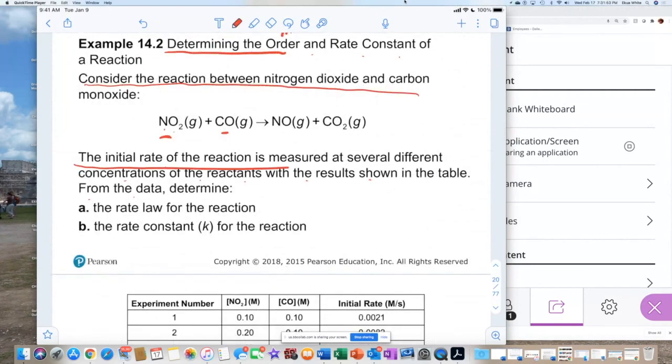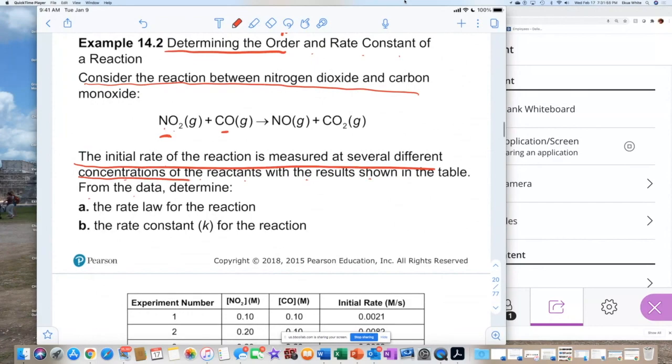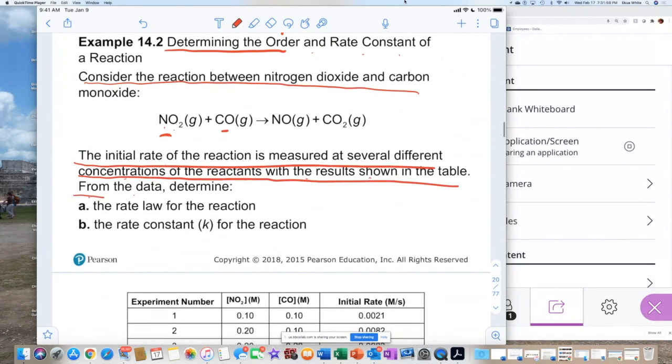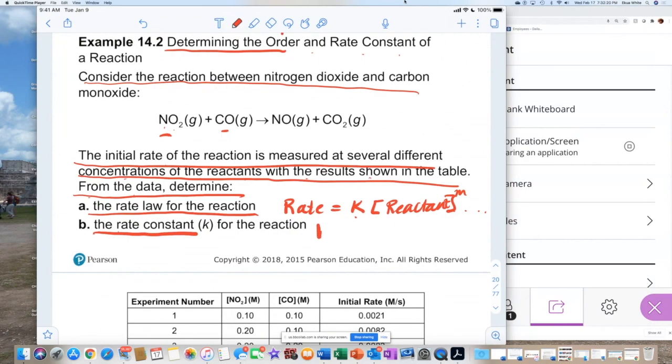So the initial rate of the reaction is measured at several different concentrations of the reactants with the results shown in the table. From the data, determine the rate law for the reaction. Remember, rate law has the format rate equal K, open parentheses, reactant, raised to the power M. Repeat this for all the reactants you have. And then after we do all that, they say the rate constant. Oh, solve for this K. What is K equal to? Okay, I can do that.